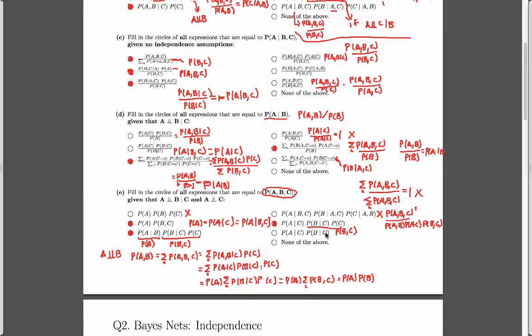Lastly, this last option, because A and B are independent given C, this is equal to the probability of A and B given C, which is not equal to the probability of A, B, and C. So this is not true. And that's it for question 1.